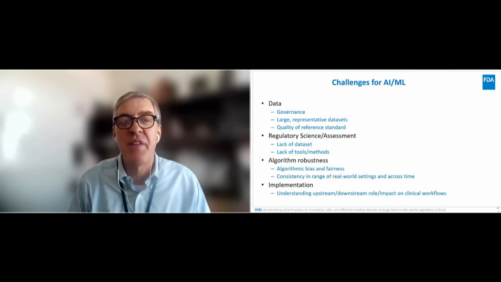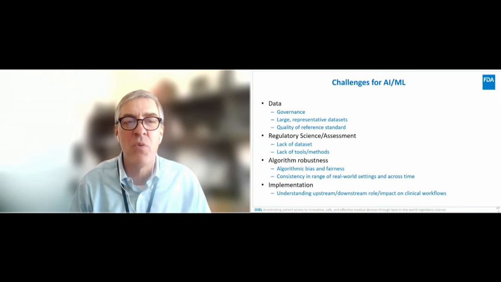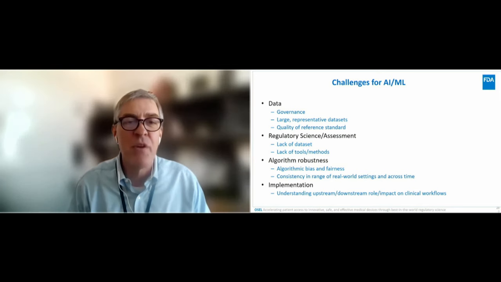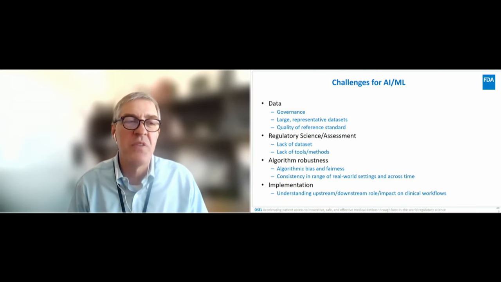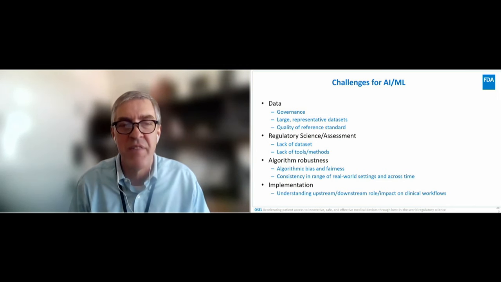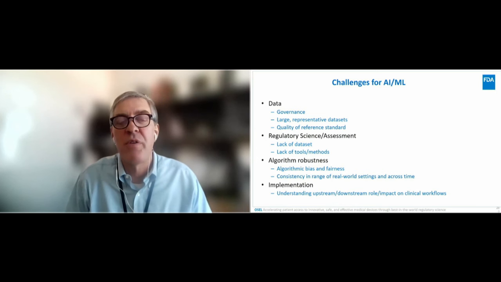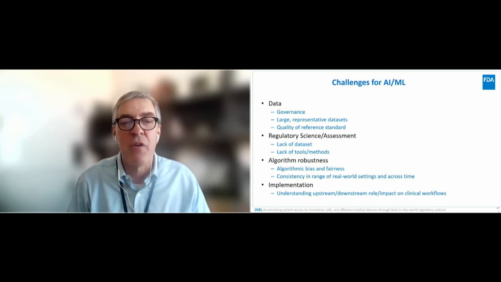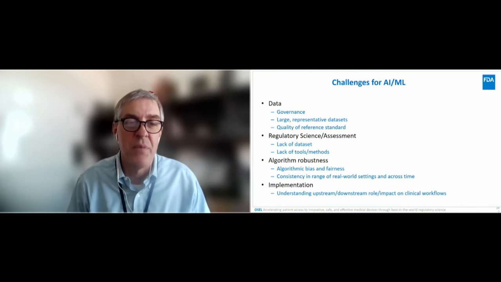There are clearly issues around the quality of the reference data, and especially dealing with things like pathologist variability in their determinations or assessments of the data, especially when we get the more quantitative measurements as well. There are regulatory science and assessment challenges around, again, lack of data sets, a lack of standardized data sets, and lack of assessment tools and methods, especially for very specialized pathology tests. Those still are in the process of being developed and consensus built on them. Clearly, there are algorithm robustness issues. So addressing things like algorithmic bias and then the fairness, how fair is the algorithm across the population of patients it's going to be applied to?